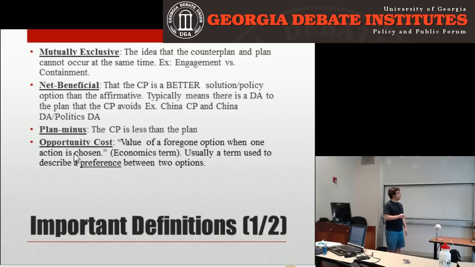And then the other way for understanding competition is the word opportunity cost. The definition of that is the value of a foregone option when one action is chosen. It's usually a term used to describe a preference between two options. This is to show that there's a net benefit. There's an opportunity cost to doing the plan over the counterplan. And that just helps you show a net benefit. So to get an example of what these words mean, I have a few examples.